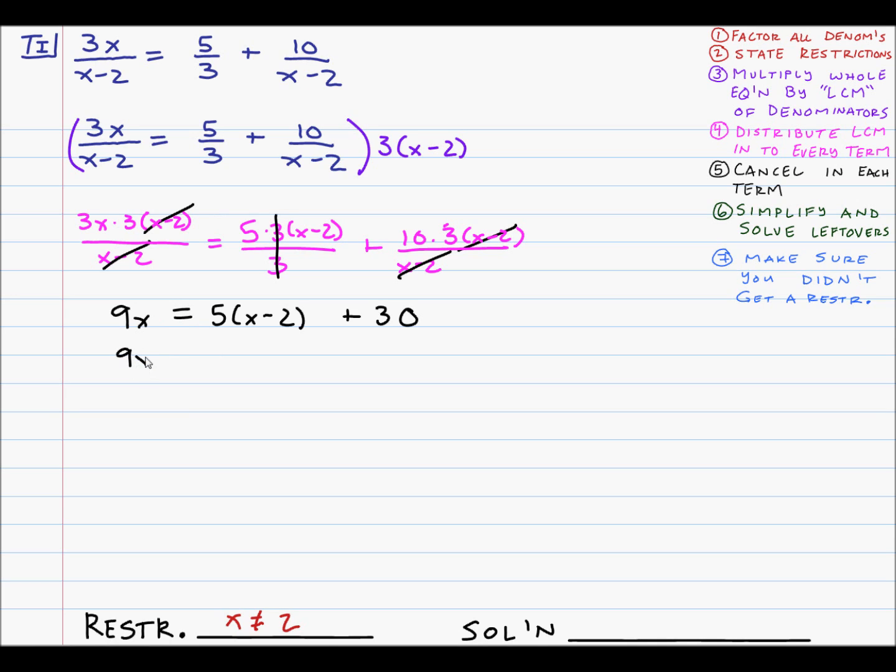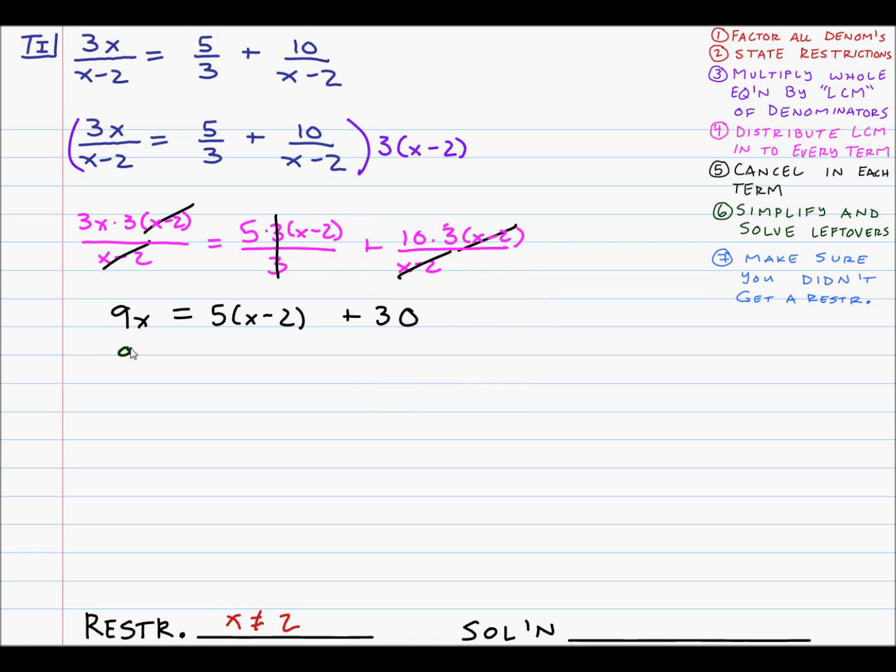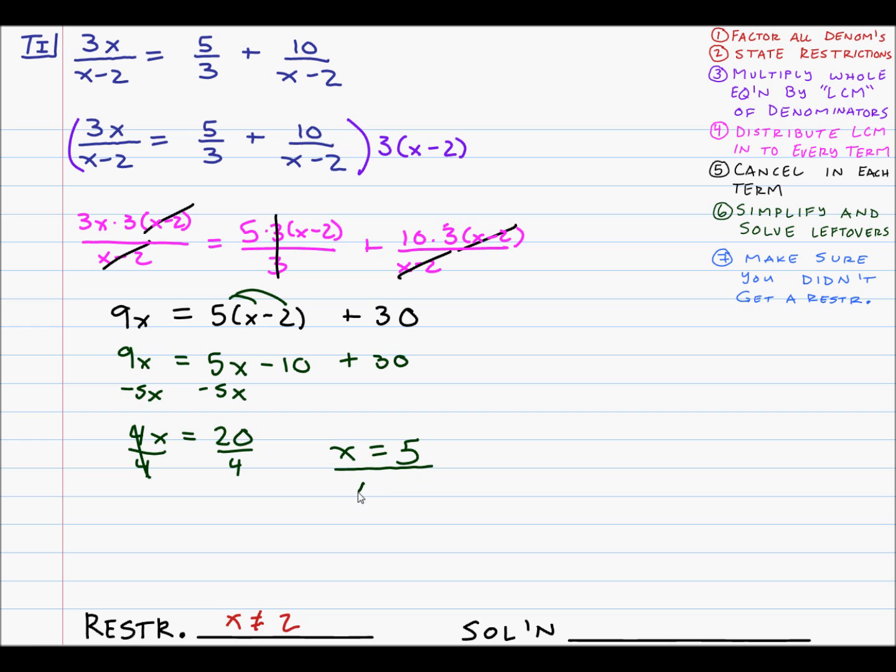Now if I just simplify my equation, which is supposed to be in green, 9x equals 5x minus 10 plus 30. So I'll start simplifying and pulling stuff over. I'll subtract 5x, get 4x equals negative 10 plus 30, which is 20. Divide by 4. It looks like our answer is going to be 17. No, just kidding, obviously it's not. The answer should be 5, as long as 5 isn't a restriction.